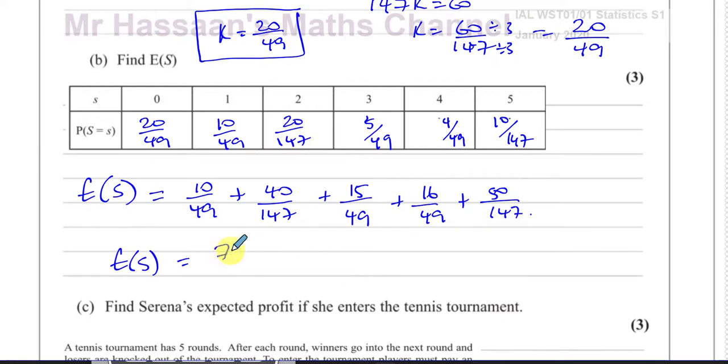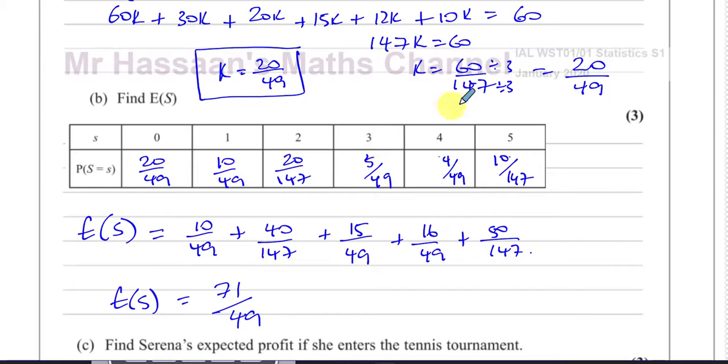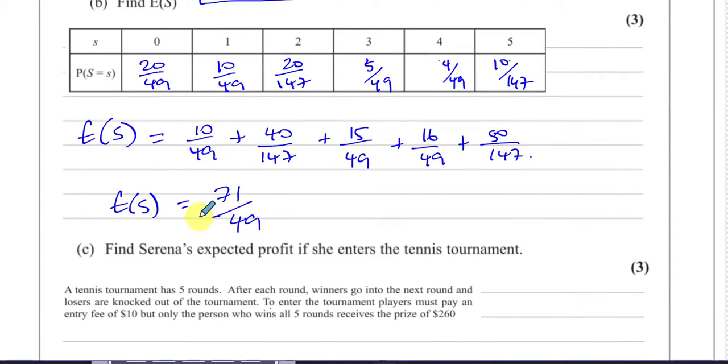So you can say this is 71 over 49. I'll leave it like that in this exact form. That's fine. We could round it to 3SF, I guess, but I'll leave it as this fraction. So that's the value of E(S), the expected value of S.